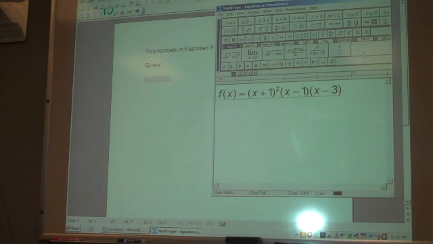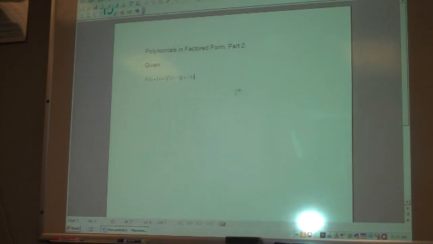All right. Okay, given this polynomial here. That's a little hard to make bigger right now. Sorry, Amy. Can you read it okay? Okay. x plus 1 squared, x minus 1, x minus 3. All right. What would you expect the y-intercept to be?